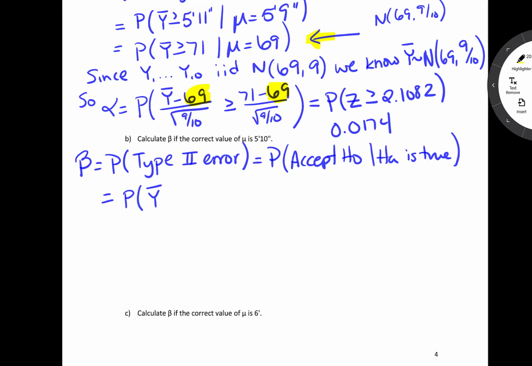Now 5 foot 11 inches is the same as 71 inches. So to make this easier, I'm just going to go ahead and write it in terms of inches, given that the alternative is true. Now in this case, notice we're saying the correct value of mu is 5 foot 10 inches. So notice in order to calculate beta, we actually do have to specify a specific place in the alternative hypothesis. We did not have to do this when we were calculating alpha. So here, since we're going to assume that under the alternative, that specific place of 5 foot 10 inches, this is the same thing as mu is equal to 70 inches.